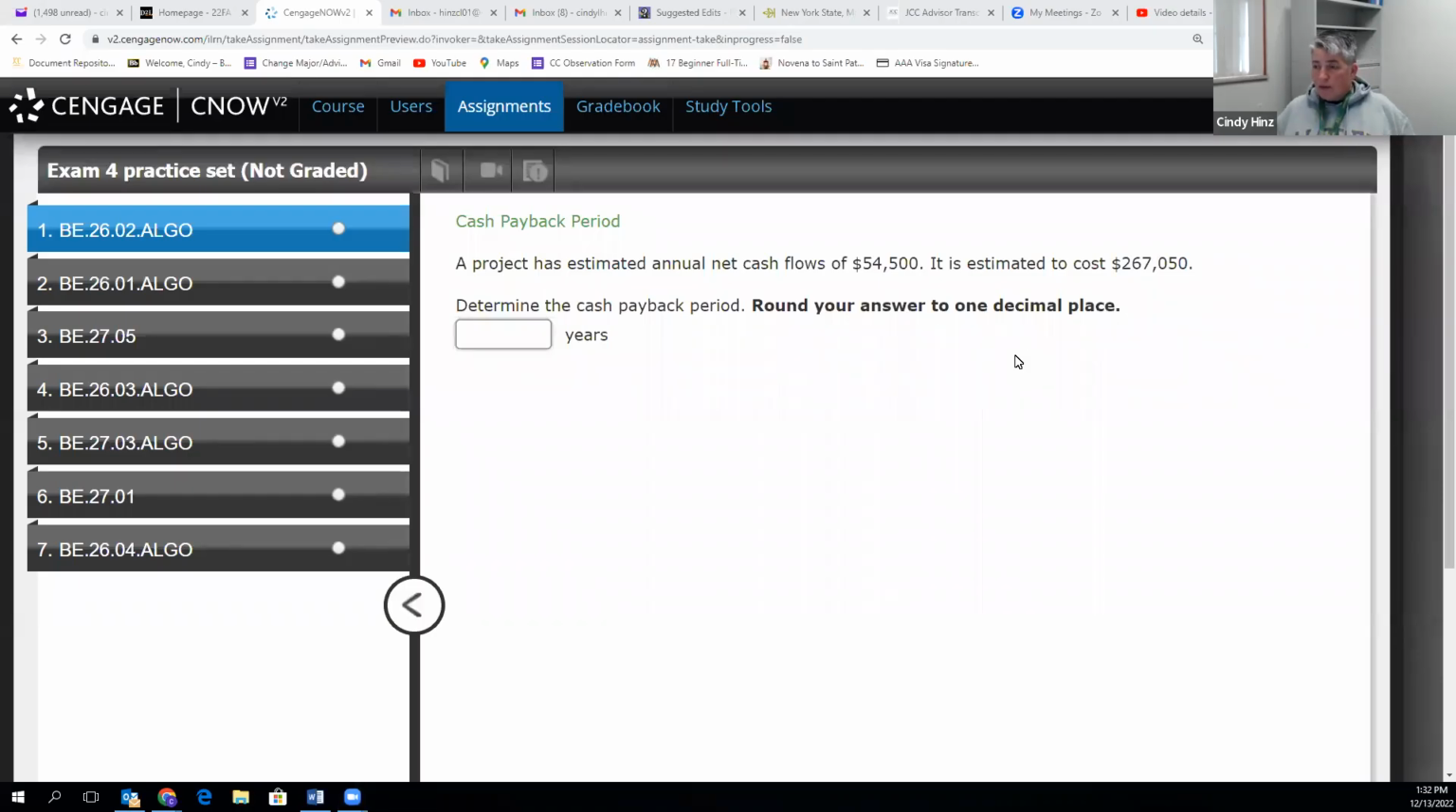Welcome to our review session for the fourth exam, the last exam for managerial accounting for the fall 2022 semester. We're looking at the practice set.